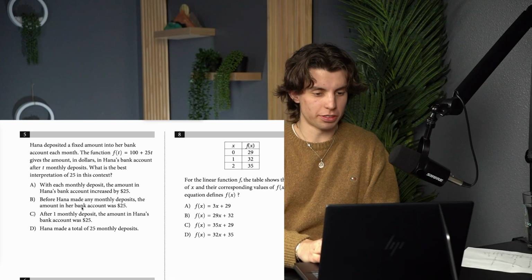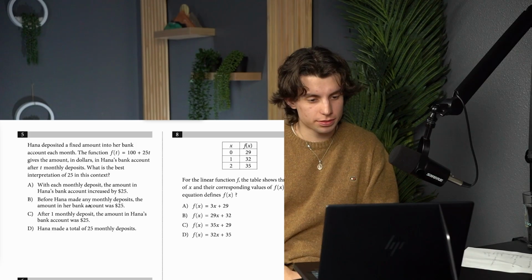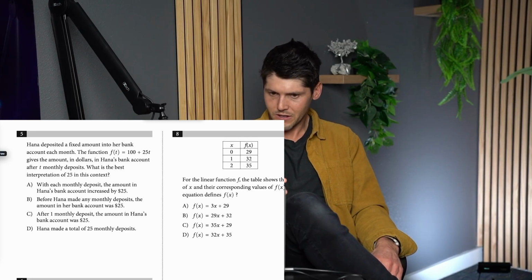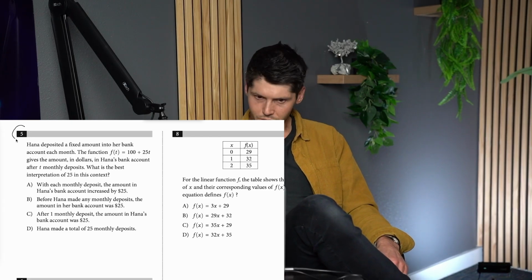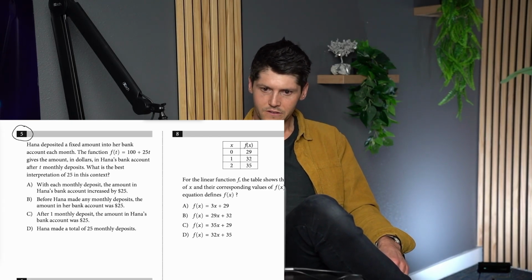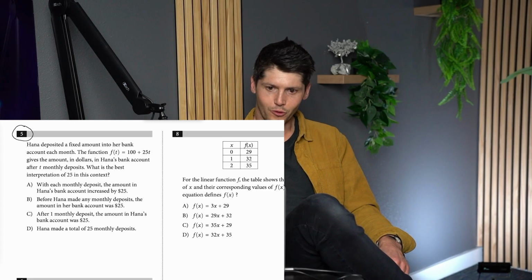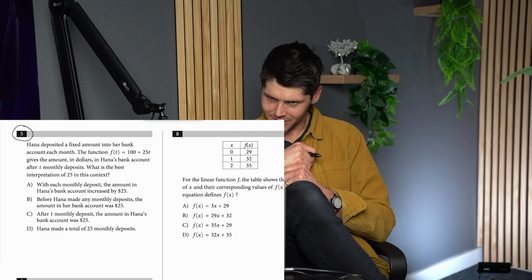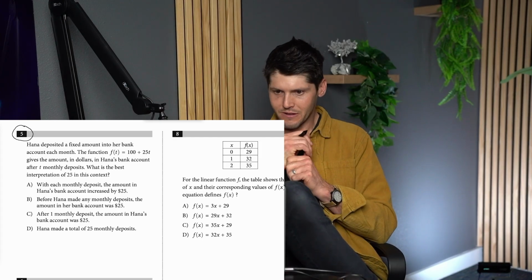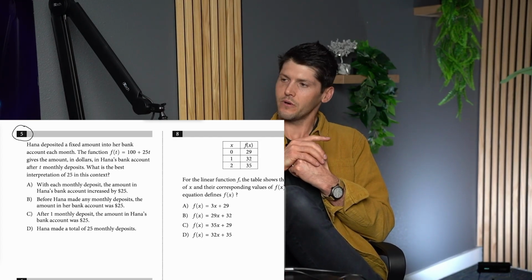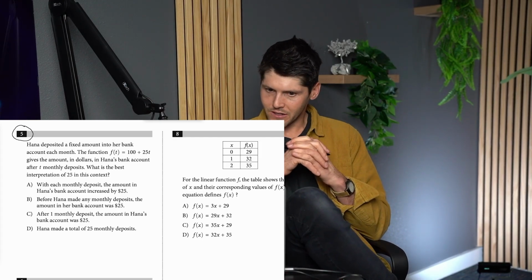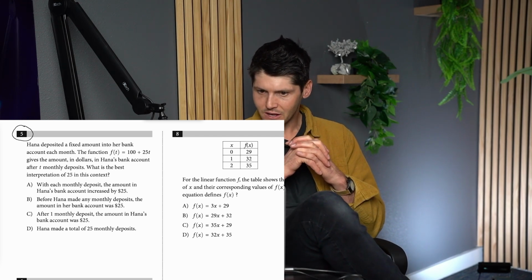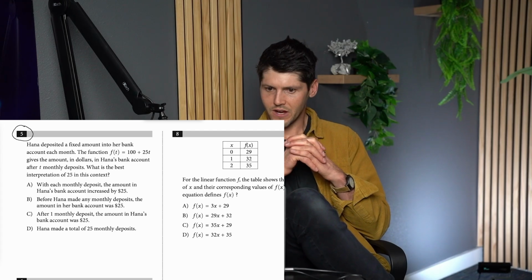It was question number 5. Yeah, and I guess I'll read it here, and then I'm going to ask you to tell me what you notice about the question. Let me just first make sure that we're all synced up here. This is question number 5. Hannah deposited a fixed amount into her bank account each month. The function f of t equals 100 plus 25t gives the amount in dollars in Hannah's bank account after t monthly deposits. What is the best interpretation of 25 in this context?